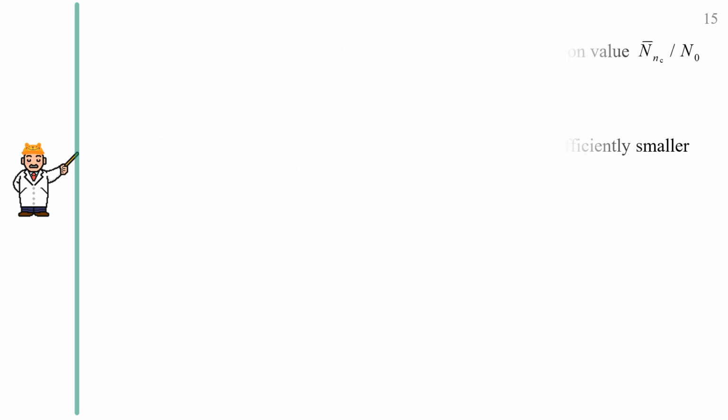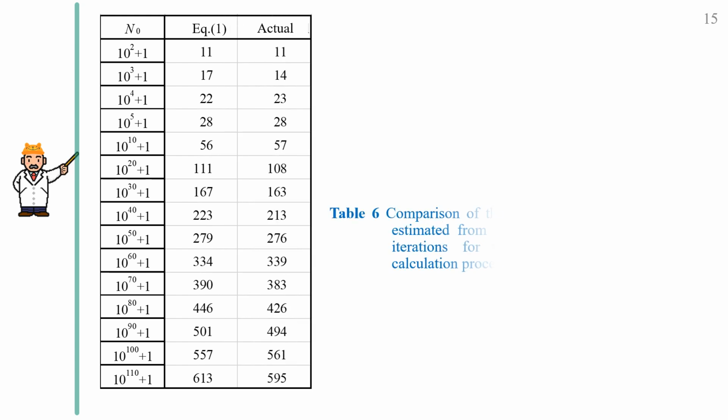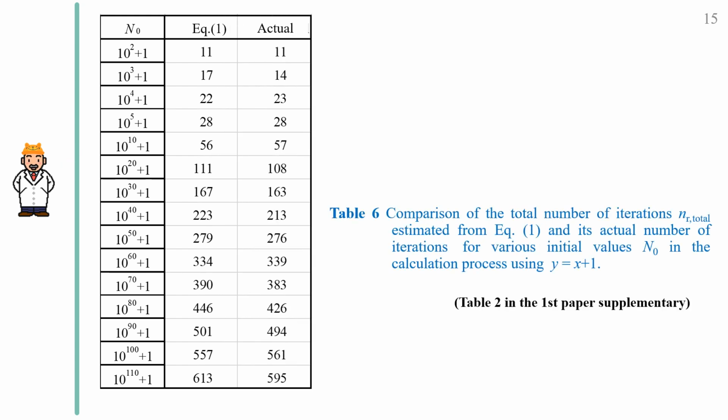As shown in the following table, for various values of n0, the iterative calculation values take values very close to those predicted by equation 1, unlike the case of y equals 3x plus 1. This is because for y equals x plus 1, the calculation value steadily decreases to 1 for all initial values.